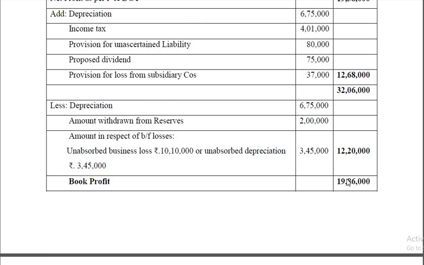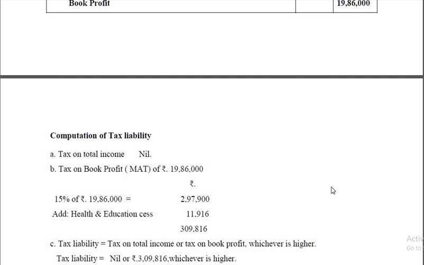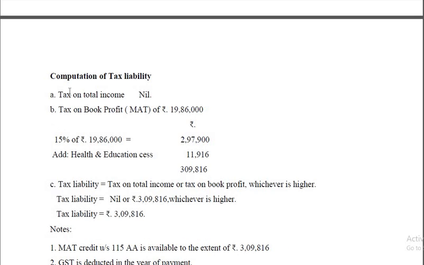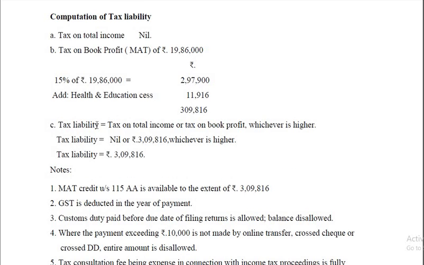This is book profit. Now what is the rule? Tax liability is equal to tax on total income or tax on book profit, whichever is higher. So which one is higher? Very easily you can tell because there is no tax on total income. Tax on book profit at the rate of 15% on this value comes to 2,97,900, and no surcharge is applicable. Therefore, health and education cess at 4% is 11,916. Together 3,09,816.